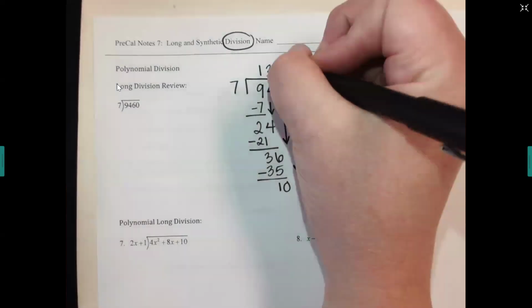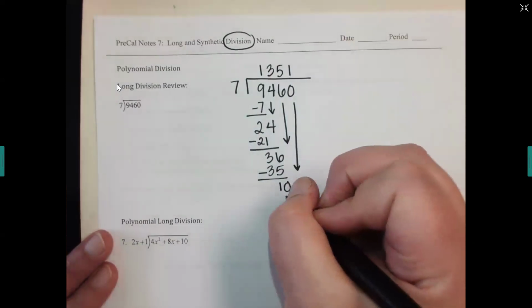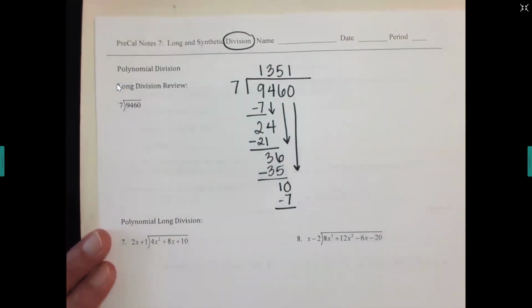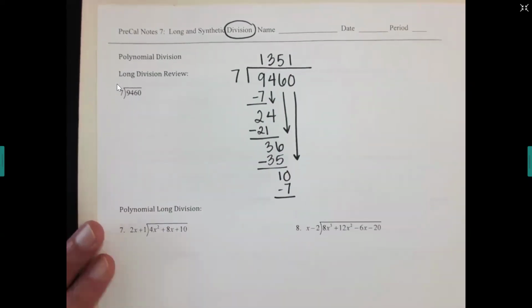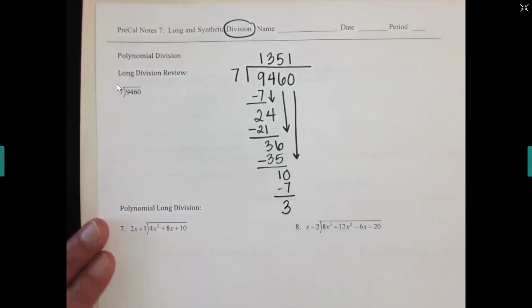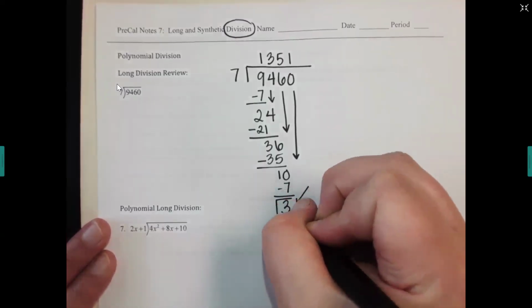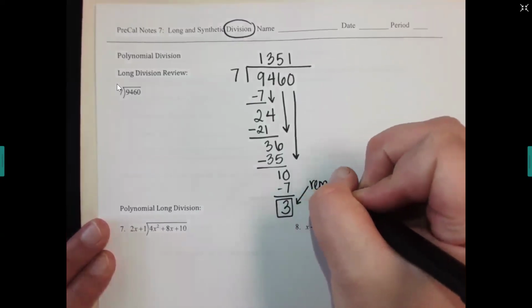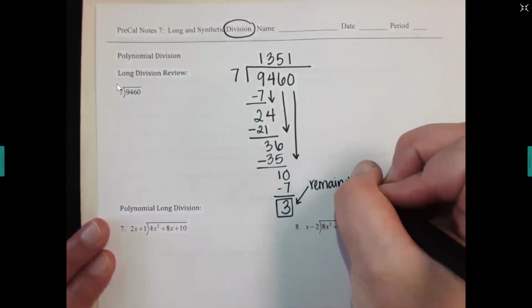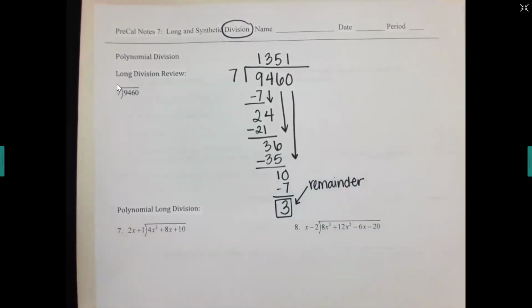7 can go into 10 one time. 1 times 7 is 7, and then remember you subtract. 10 take away 7 leaves me with 3. What is that number called? Special little name. Remainder. Yes. This number is called the remainder.